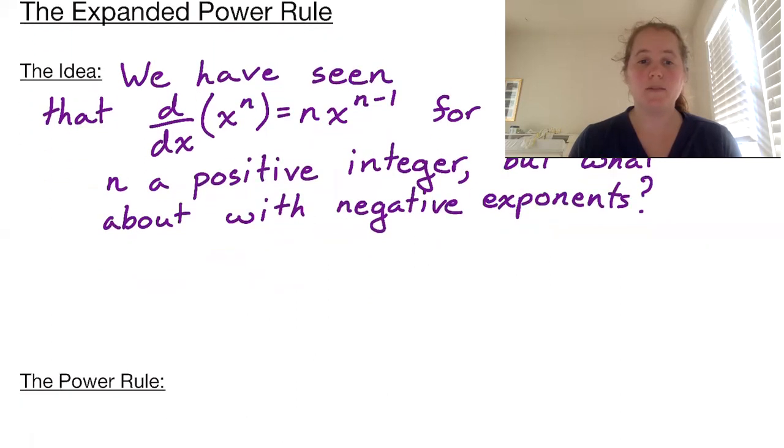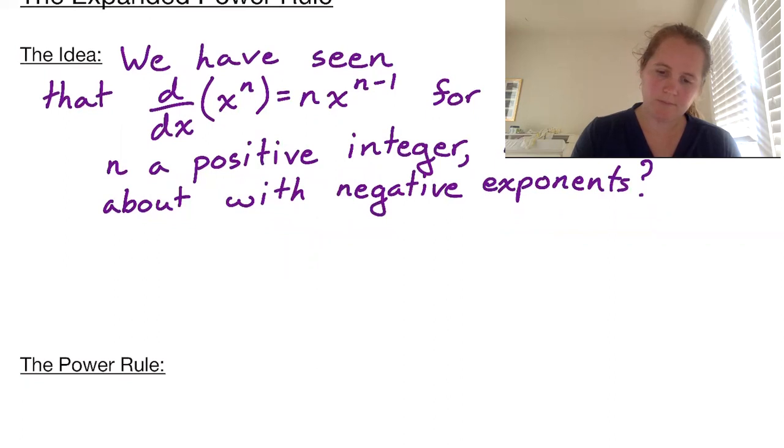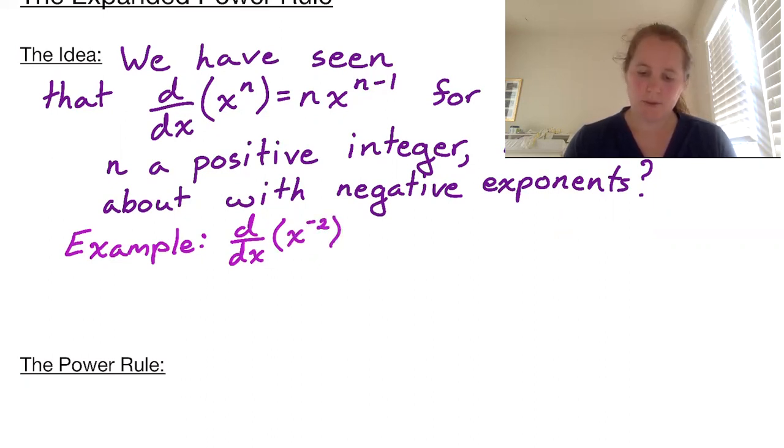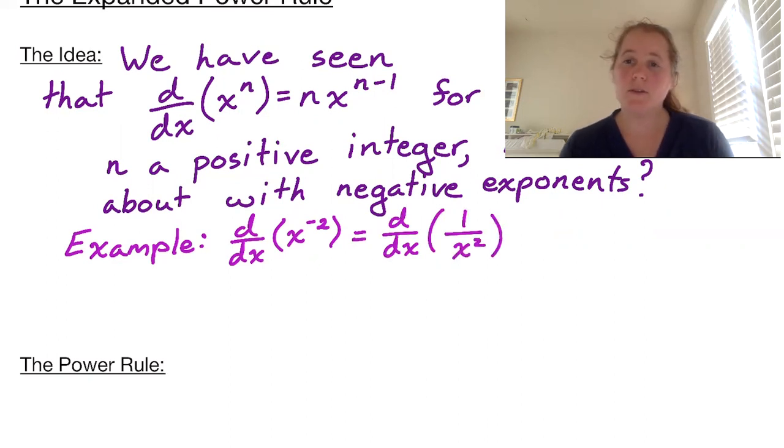So for a quick example, let's go ahead and take the derivative of x to the negative 2. Okay. Well, this is the same thing as taking the derivative of 1 over x squared, and then we could use the quotient rule.